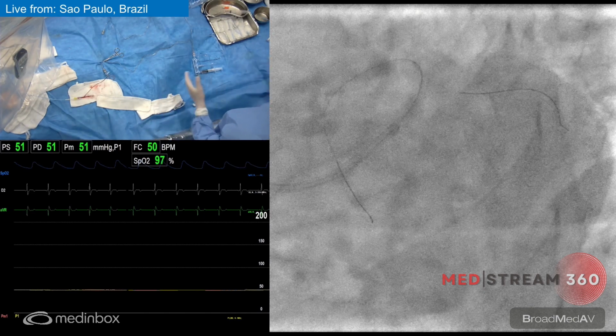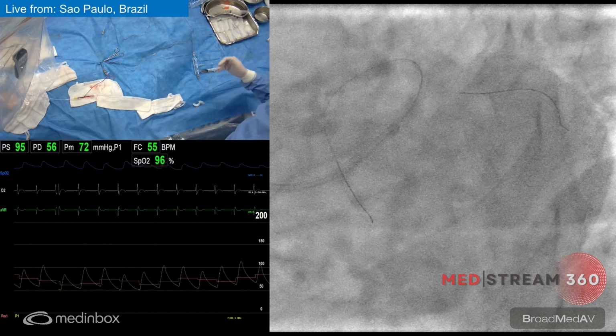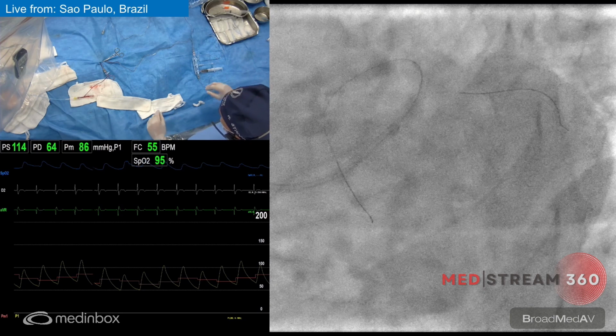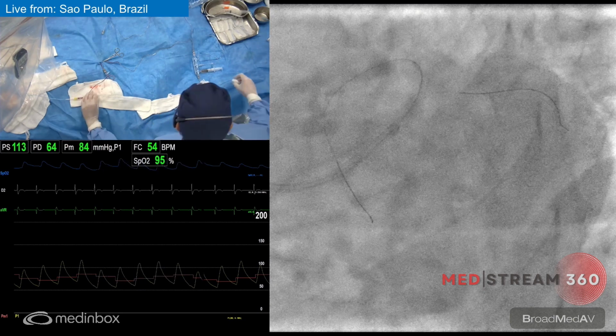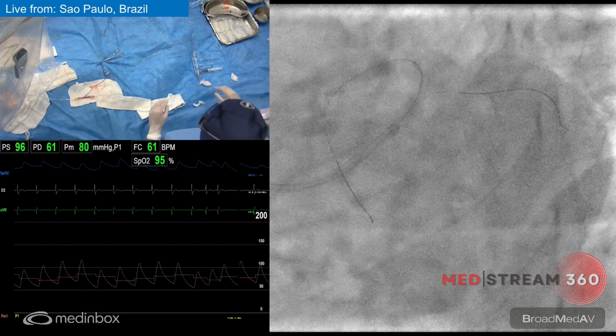You're going to do some good lesion preparation here, right? So what are you planning to use here? So Rodolfo, 3.0 already, right? Because you can prepare the lesion well, it's very calcified. So a 3.0 by 20 NC balloon, they're going to use to prepare this lesion.